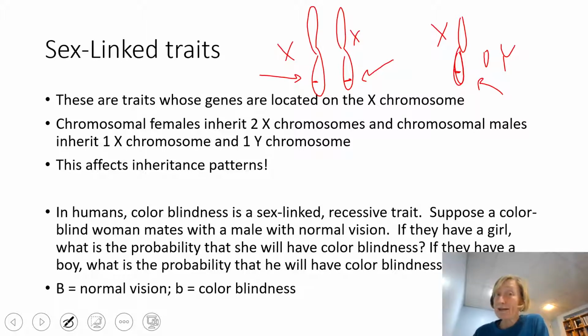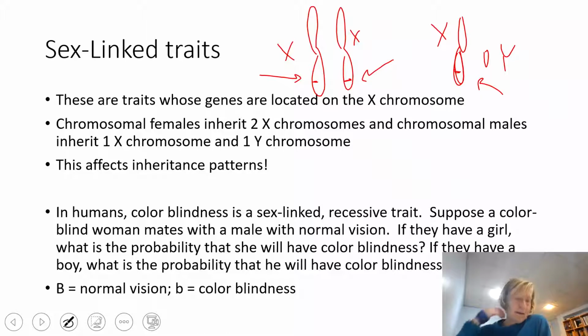That means it's carried on the X chromosome. Its gene is somewhere on the X chromosome, and it's recessive. So if you inherit two copies of the gene, they both have to be recessive in order to show color blindness. Suppose a colorblind woman mates with a male with normal vision. Here's my problem: if they have a girl, what's the probability she will have color blindness? If they have a boy, what's the probability he will have color blindness?